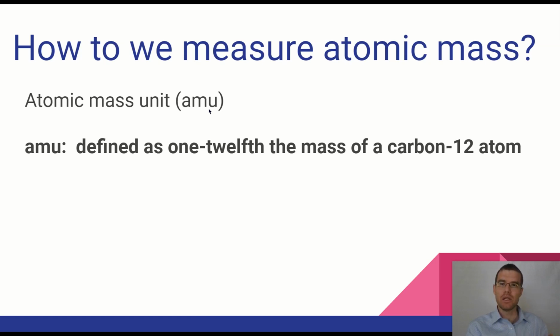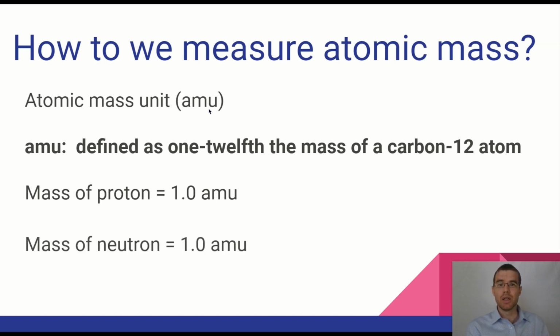For right now, you don't need to worry too much about that. We'll dive deeper into what that means when we get into nuclear chemistry later on. For right now, all you need to know is that the mass of a proton is 1 AMU, and that the mass of a neutron is 1 AMU.